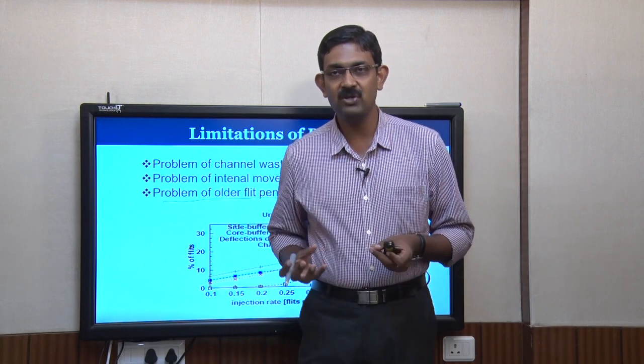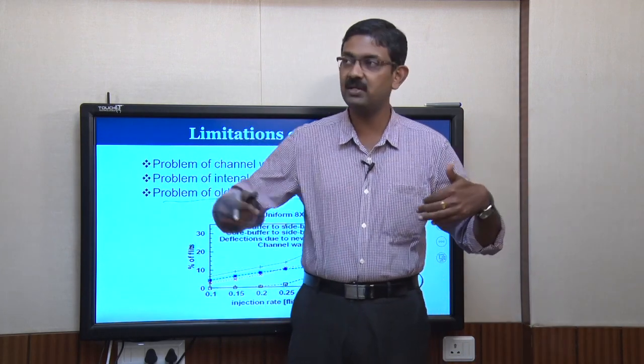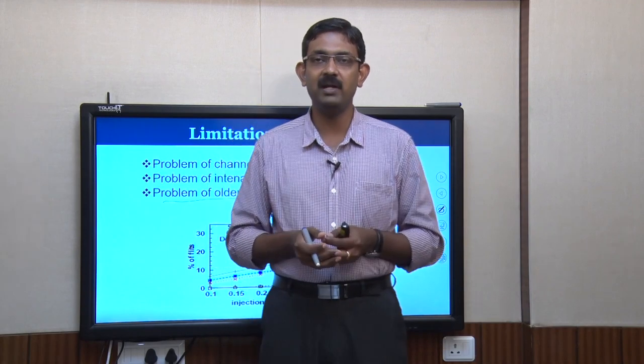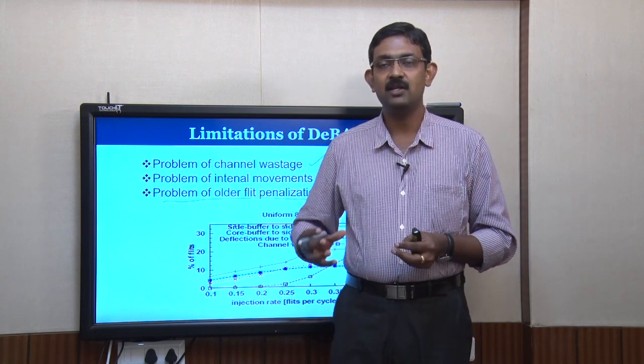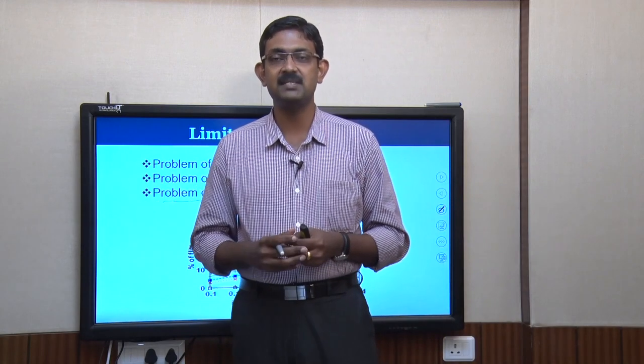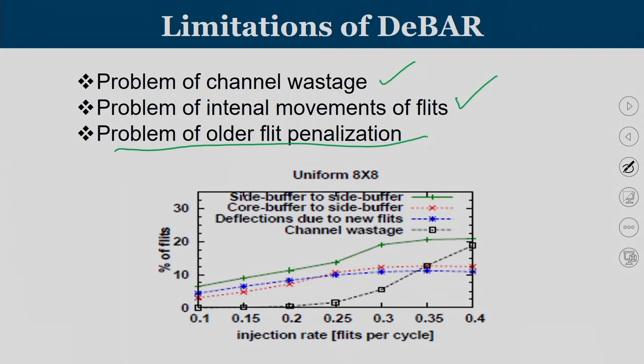Consider a newly generated flit traveling to a nearby destination, and an old flit that has traveled all the way but still has to go further. When these two compete, since the priority is not based upon age or round robin but on hops to destination, the newly generated flit whose destination is nearby will penalize the old flit. That is called the problem of older flit penalization. You can see how much percentage of flits are being affected by the problem of channel wastage, the problem of internal movement of flits, and the problem of older flit penalization. As the injection rate increases, all these problems affect more flits. You can see that all these graphs are tilting towards the y-axis.